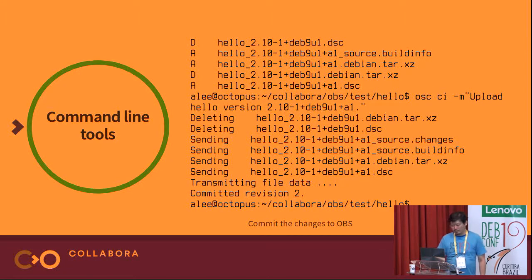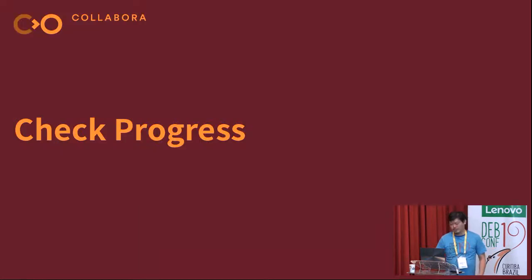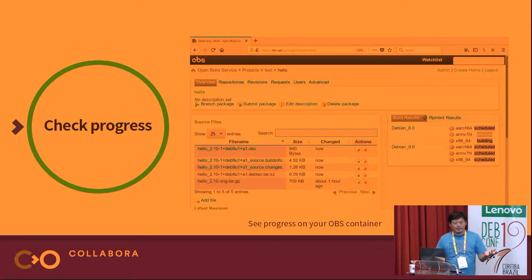And then we do osc commit, and also -m is the commit message. Now you can see that it deleted the old version and then did the new upload to the OBS server in the cloud. And then you can check the progress. We go back to the web front end. Then you can see that the new version is uploaded there, and also the build status.